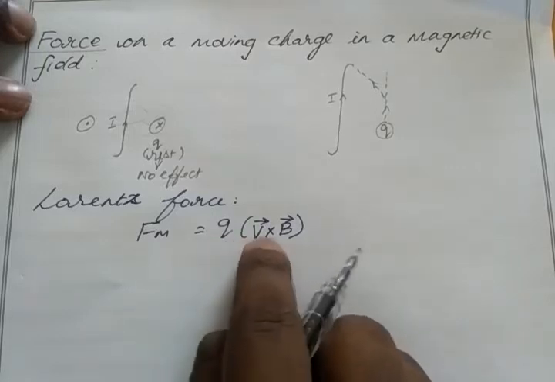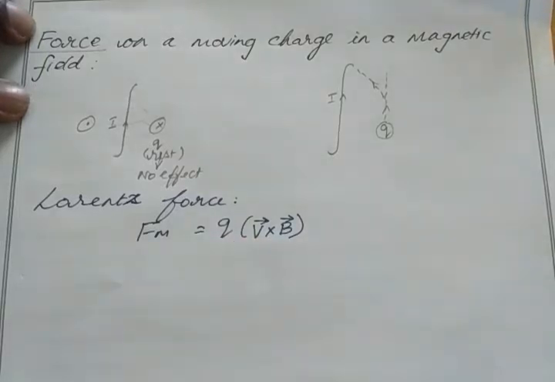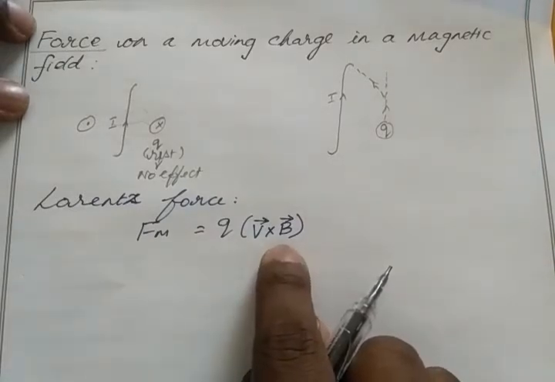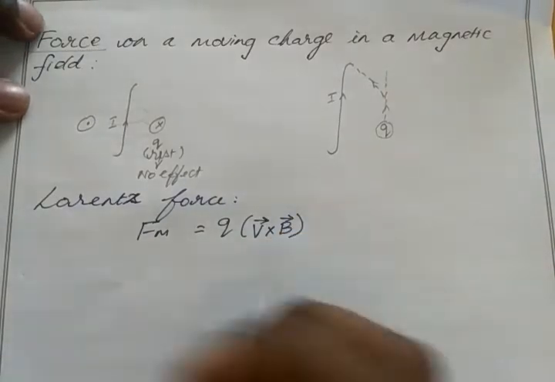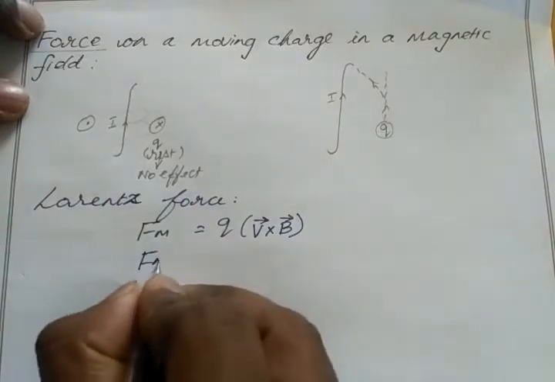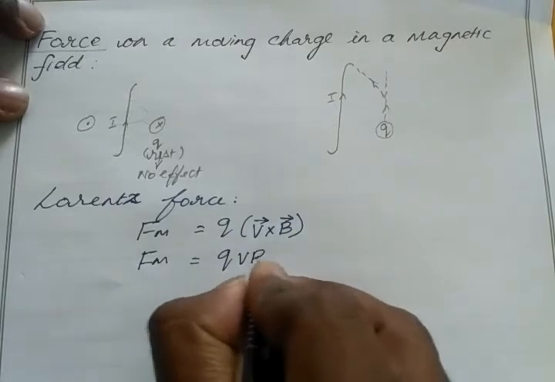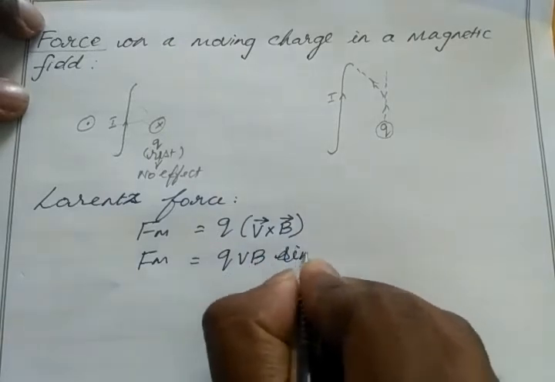So Q of V cross B. Velocity is a vector quantity, and the magnetic field is also a vector quantity. To remove the cross product, we can write it as QVB sin theta.